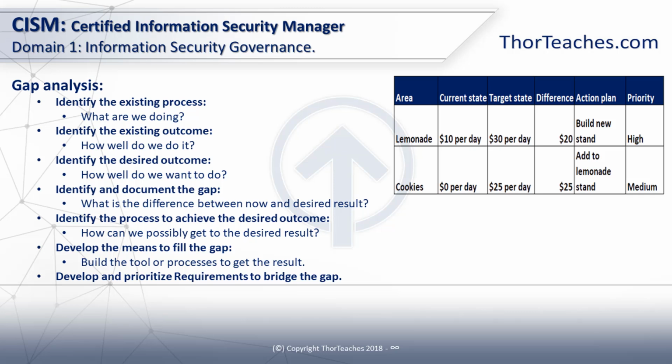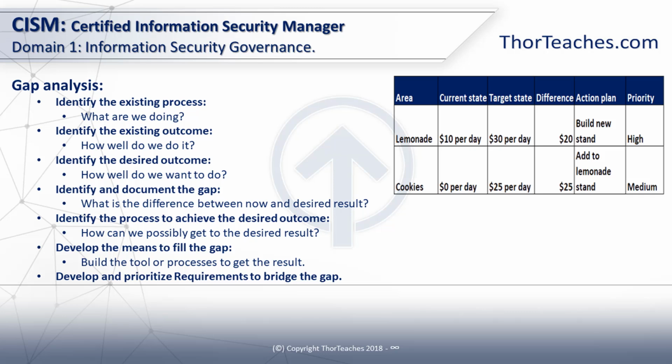Then we identify how can we possibly fill that gap. What is it that we can do to change from the current to the target state? In this case, the action plan is to build a better lemonade stand. Then we develop the means to fill the gap, and then finally we prioritize this one effort compared to all the other 50 things we're doing.